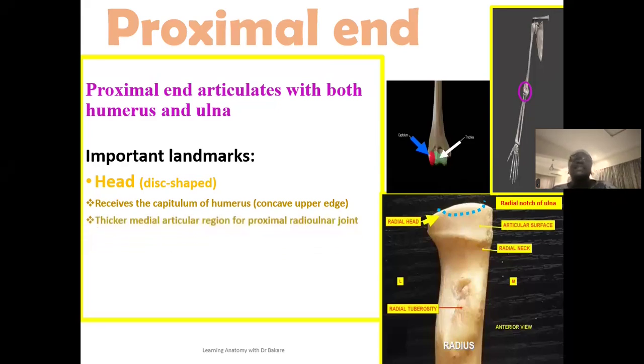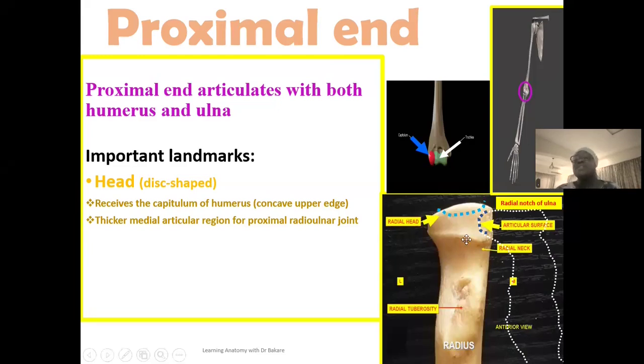Another feature that is seen around the head of the radius is a thicker medial articular region, and this is what fits into the radial notch of the ulna. If you go back to this lower image, this is where we have the articular surface, arrowed here in yellow, and at this point we have the connection that it creates with the radial notch of the ulna. This is where we have the ulna at this medial side. Don't forget that the ulna is located medially, while the radius is located laterally.